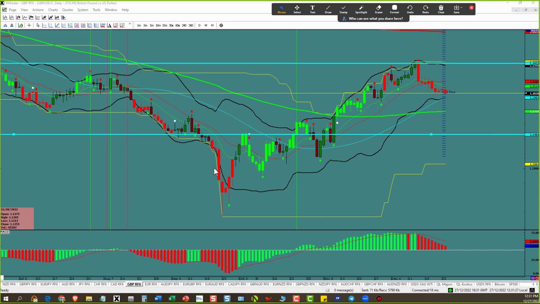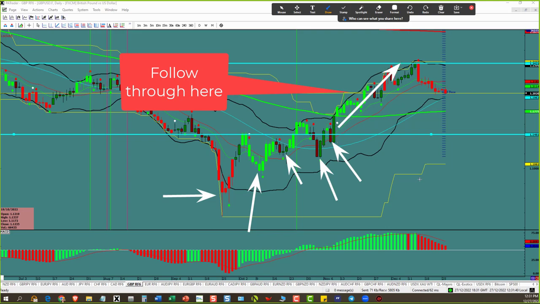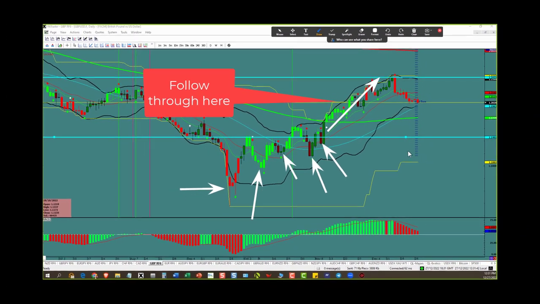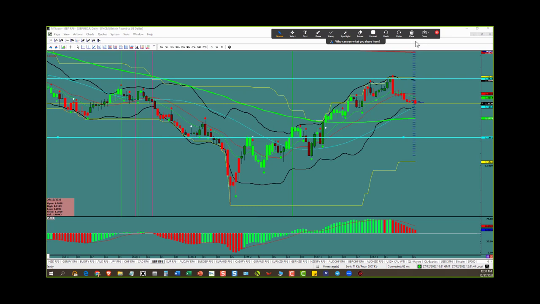So back on this move here, the big boy closed and reversed here to set it up, closed and reversed here, closed and reversed here, closed and reversed here, and closed and reversed here. Now, who took it there? The follow-through took it, all right? So there you go.